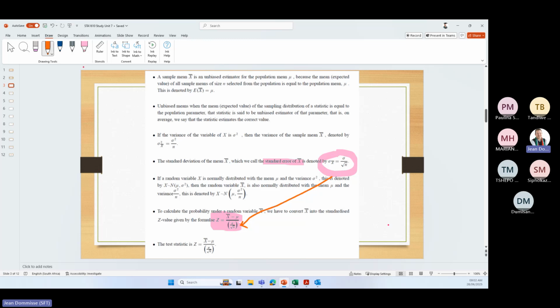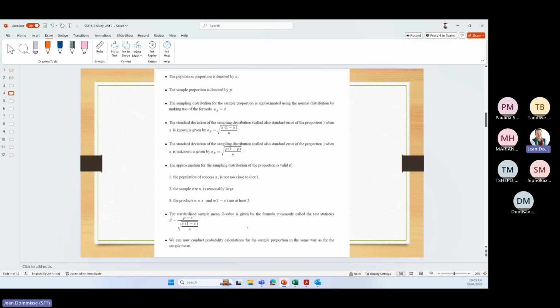They might give you all the information to do everything, but they might ask you only for the standard error. Another thing we're bringing into this study unit is that we look at the mean, but we also look at proportions. Proportions is basically looking at something like a binomial distribution that we did a few weeks ago.